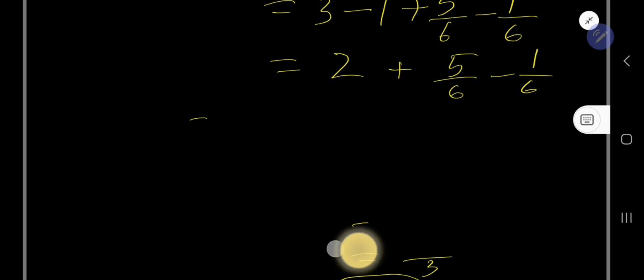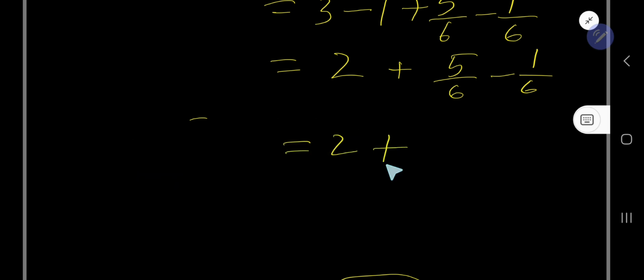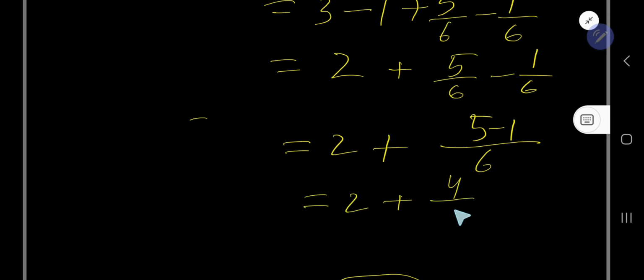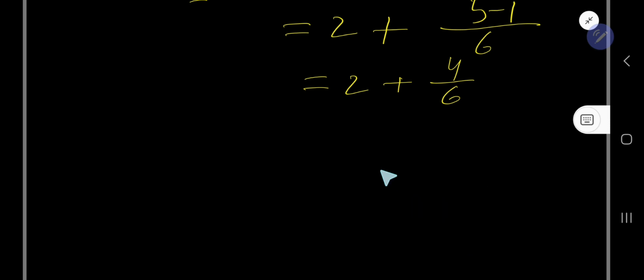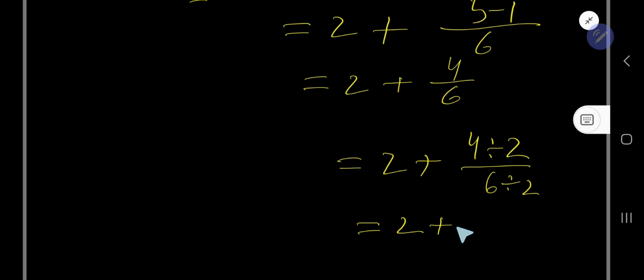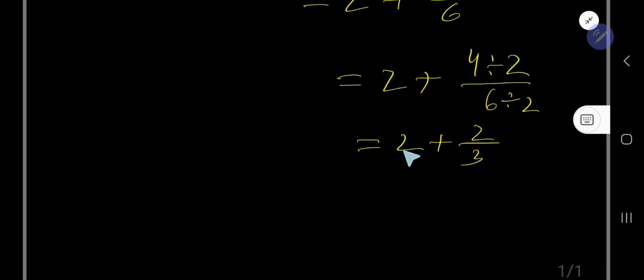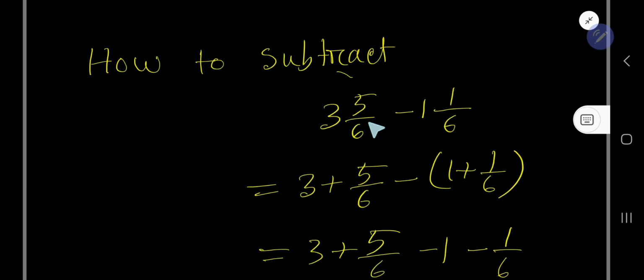Okay, so now look, we have the same denominator, so take the same denominator, 5 minus 1, so we are getting 2 plus 4 over 6. Now you need to reduce this 4 over 6, right? If you divide 4 by 2 and 6 by 2, then what will happen? 2 plus 2 over 3. If you consider these two parts together, we are getting 2 and 2 over 3. Actually, this is the answer. I think you have understood how to subtract two mixed numbers.